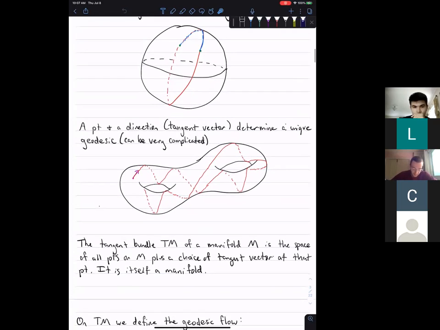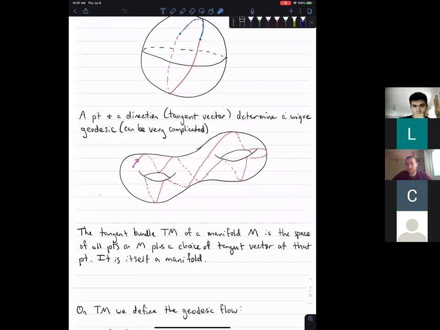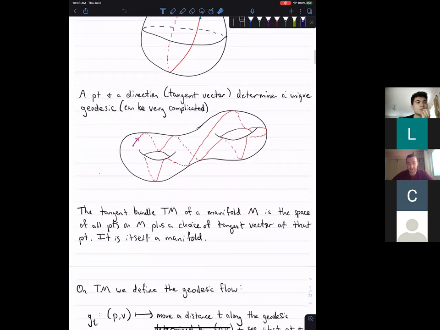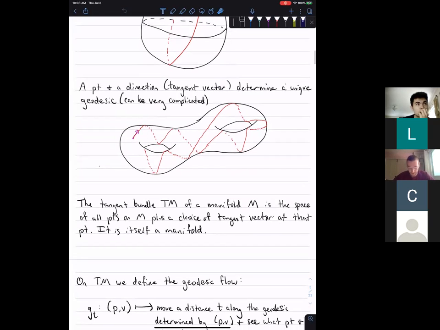So when you're dealing with geodesics, an object that's really useful to talk about is what's called the tangent bundle. And I guess in physics, maybe you might call this phase space, essentially. It's essentially the same thing. So the tangent bundle of a manifold is the space of all points and choices of tangent vectors at those points. But it is itself a new manifold, a bigger manifold. So a point on the tangent bundle would be like something like this. You should imagine a point plus an arrow from that point.